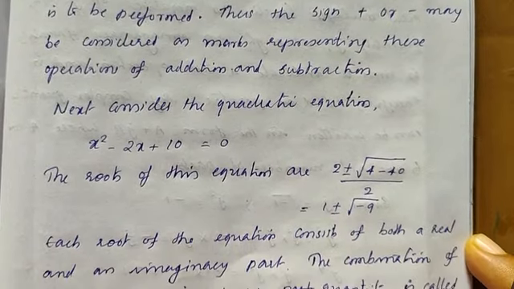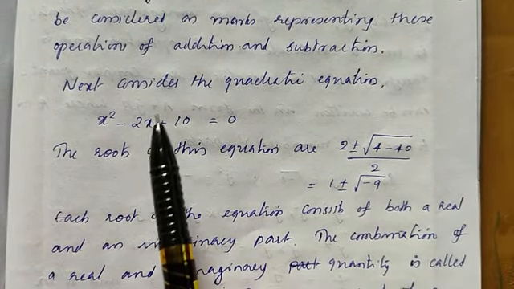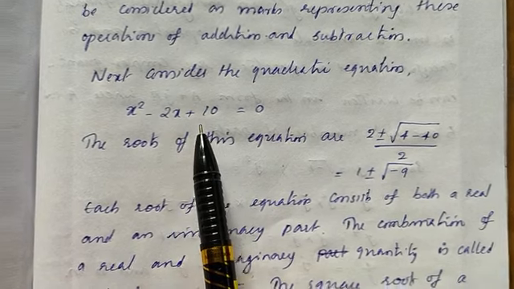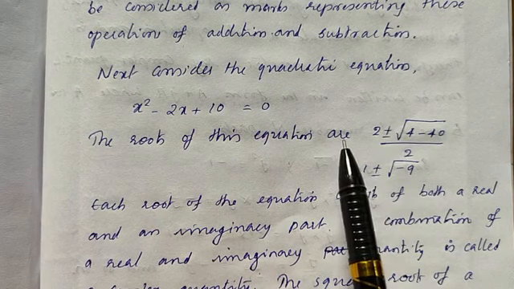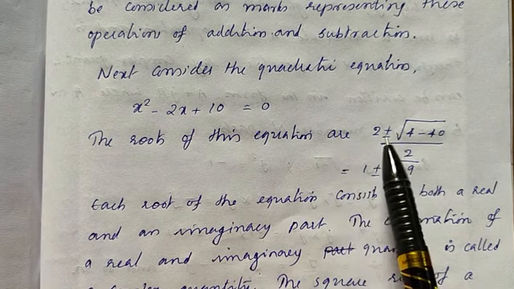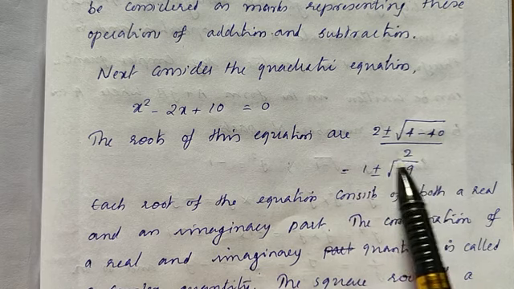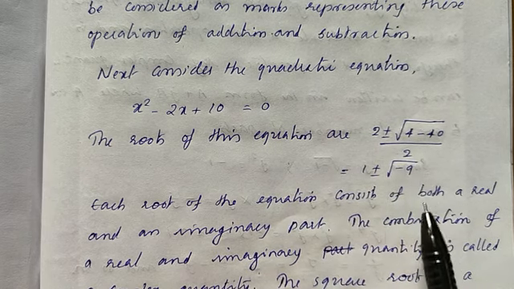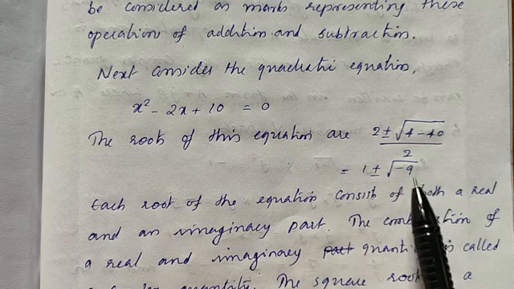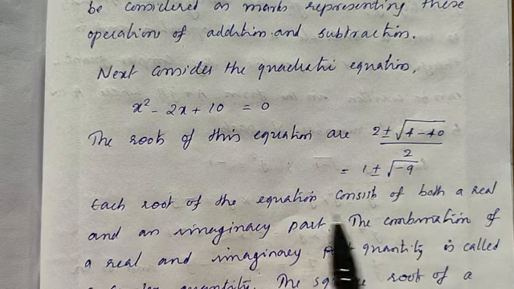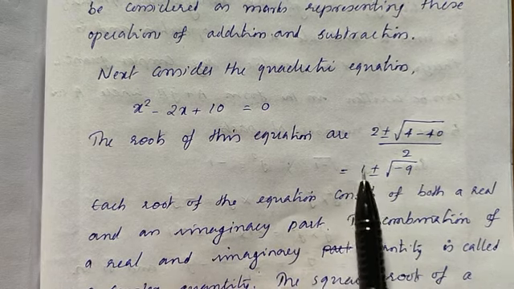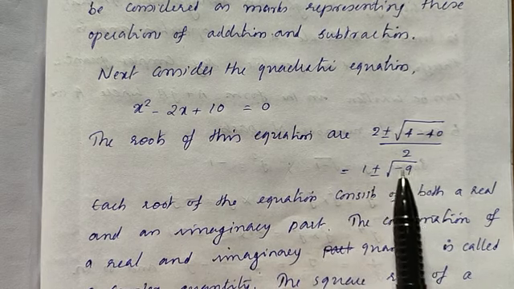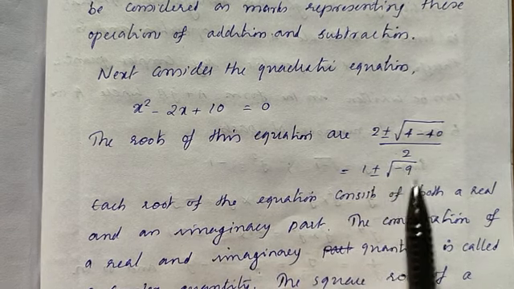Next, consider the quadratic equation of the form x square minus 2x plus 10. The solution of this equation, according to minus b plus or minus square root of b square minus 4ac by 2a, will be of this form, and we will get 1 plus or minus square root of 1 minus 9. Each root of the equation consists of both a real and an imaginary part, because this is the real part and this is square root of minus 9, which will give an imaginary part.